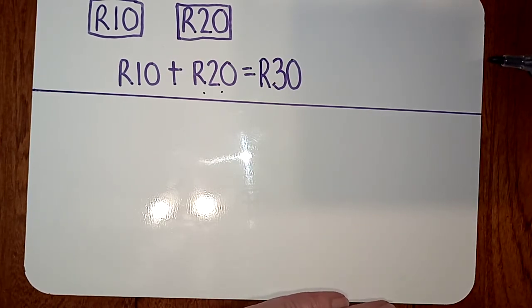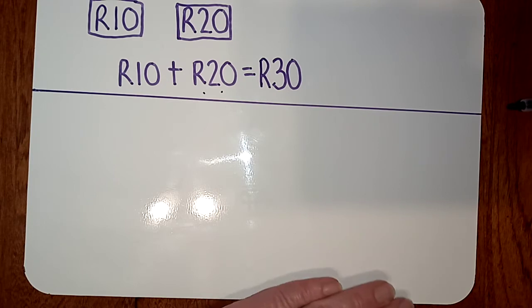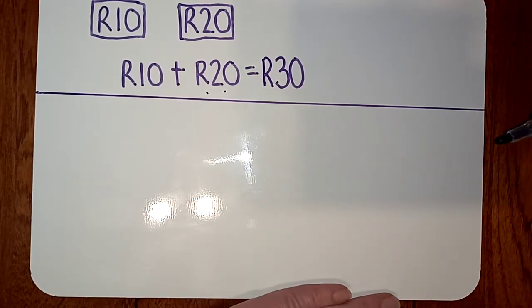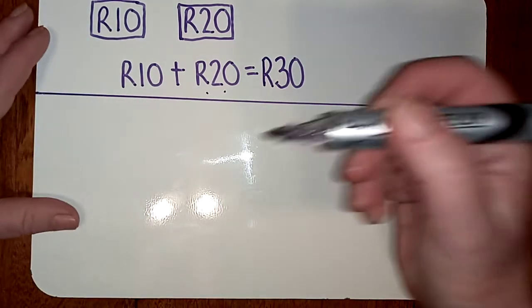Sam had 2 Rand, 1 Rand, 5 Rand coins in his wallet. He gave Ben 2 Rand for the bus. How much money does Sam have left? Oh, this one's a bit tricky. It's got 2 problems to do. So we first have to work out how much Sam had before he's able to give Ben 2 Rand.